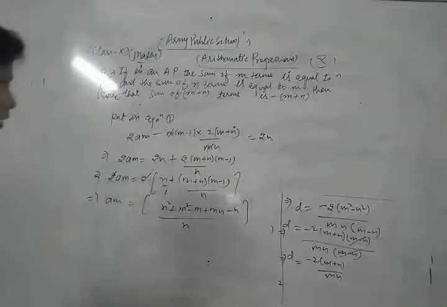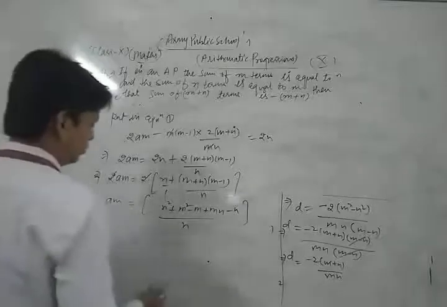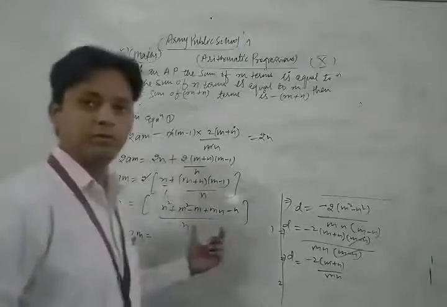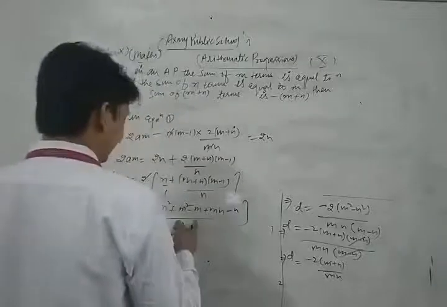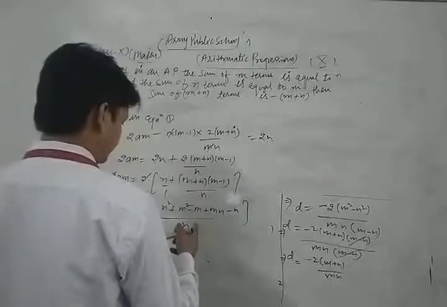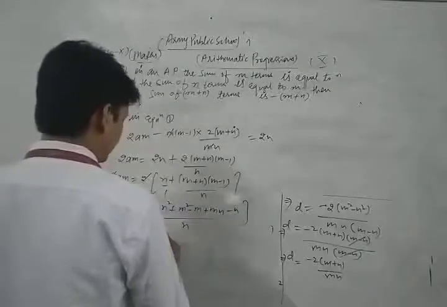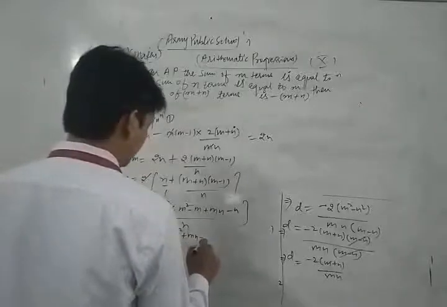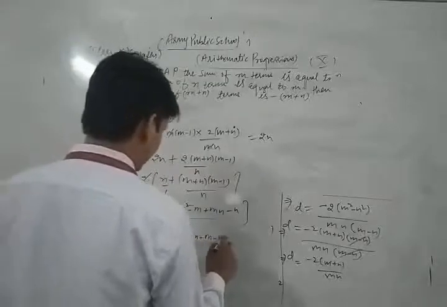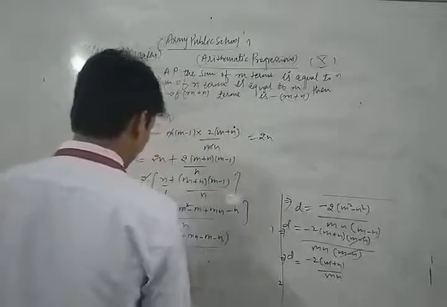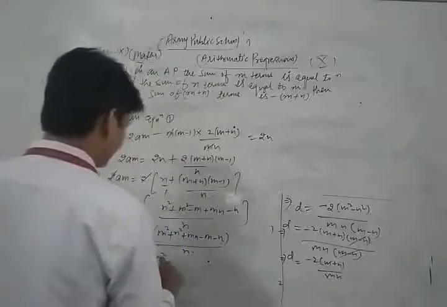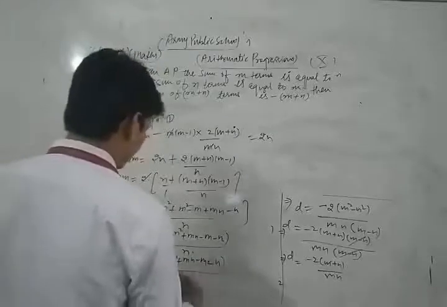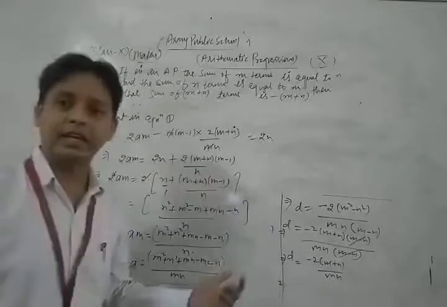Now dear students, in this way after simplifying them we get the value of a. After simplifying them we get the value of a as m square plus n square plus mn minus m minus n, and now we divide them, so a is equal to (m square plus n square plus mn minus m minus n) upon mn. So in this way we find the value of a as well as d.